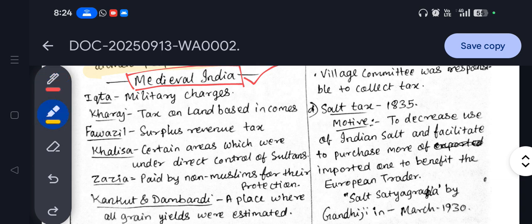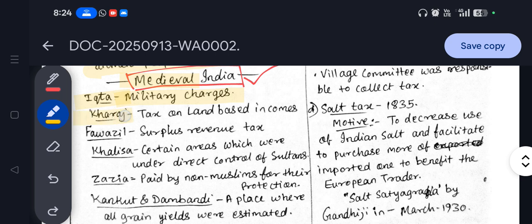The first term is IKTA. IKTA means military charges. So we need to understand when it comes to medieval India, it means there was a rule of Mughals on India, right? And they used to rule the Indian territory, majority or most of the Indian territory, slowly and accordingly. And when they used to rule on that, they used to collect the tax from the people. So there are different terms related to it.